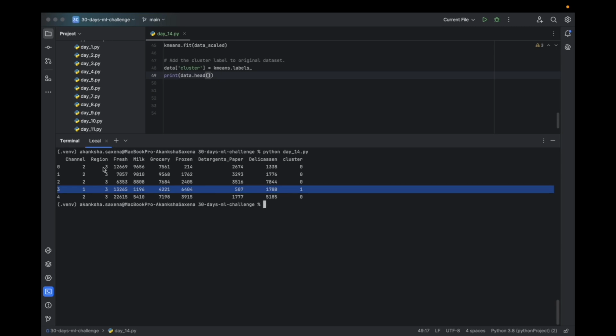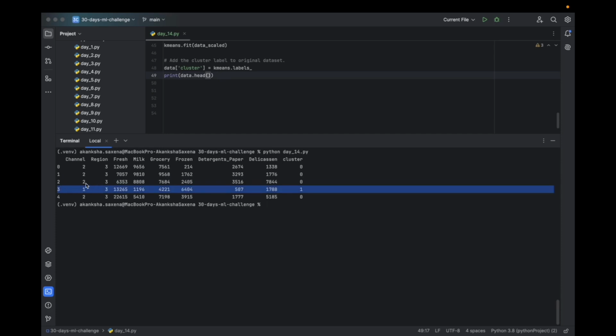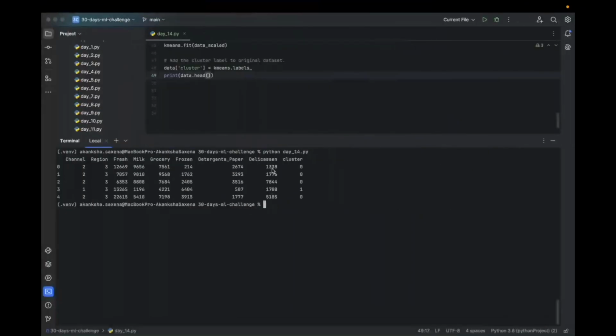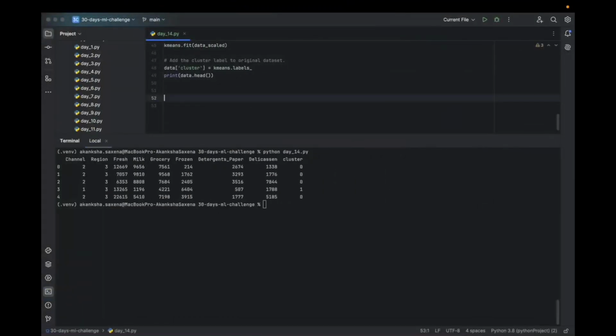If you see the region for this customer and this customer is same, still they are not part of the same cluster because the other features don't resemble the same cluster. So it looks like we have successfully trained the model. Now let's visualize the cluster.